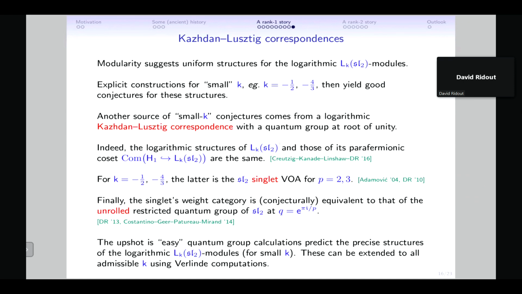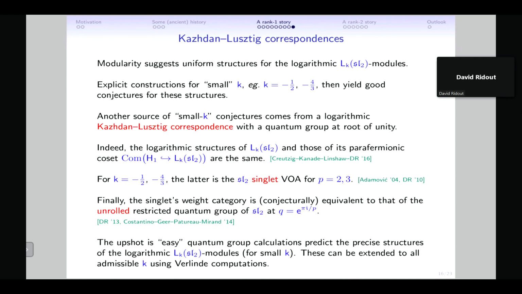And so, the affine VOAs that we get here, the LkSL2, I don't know of a direct correspondence with a quantum group category, although maybe there are ones. But essentially, if we look at the weight category for SL2, then there's a very close relation to the category of modules for its parafermionic coset, which is where you take the commutant of the obvious Heisenberg, the one corresponding to the Cartan subalgebra inside the VOA. These are not exactly the same, but if you know one, you essentially know the other.